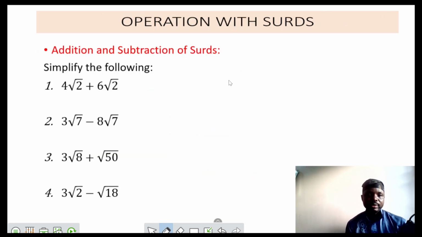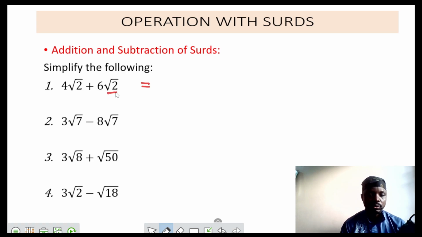Then the next slide is operation with surd. How do we operate using operation? When we talk of operation, we mean addition, subtraction, multiplication, and division. So the first in this slide, we talk about how do we add or subtract surds. Addition of surds, we add surds based on factors that are alike. So the surds must be alike.